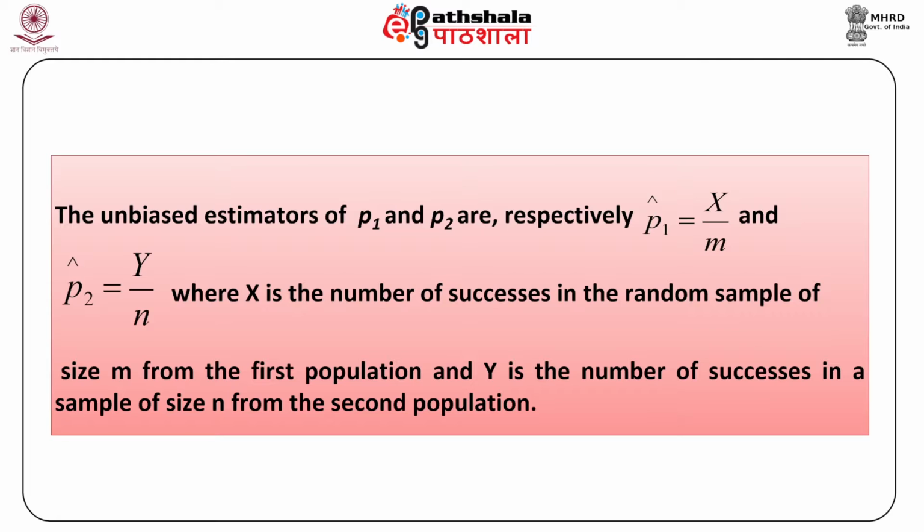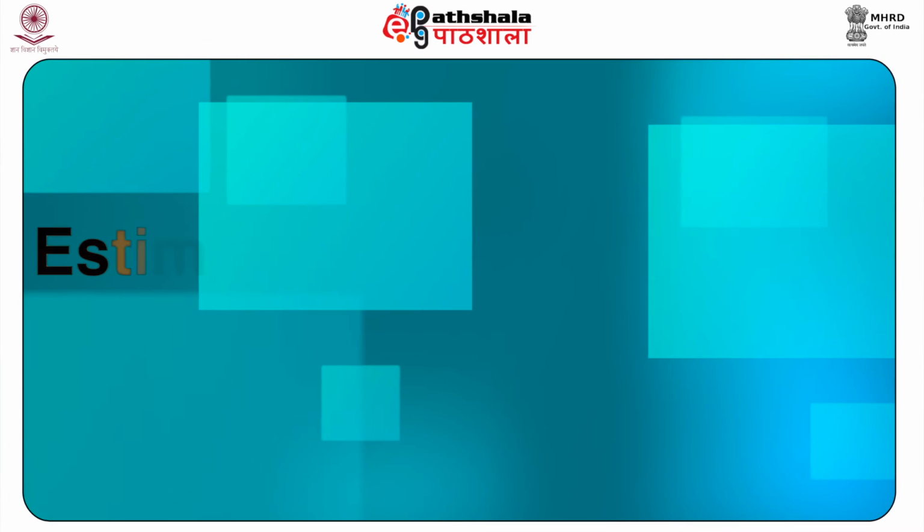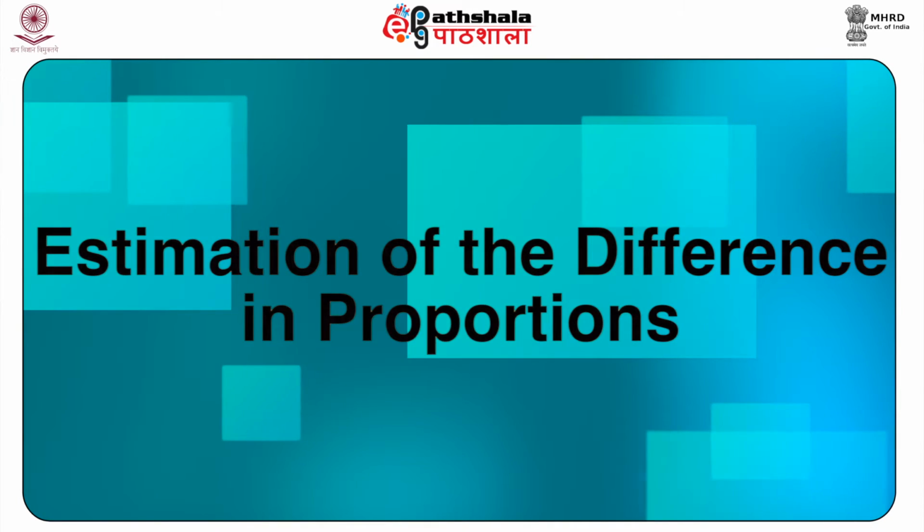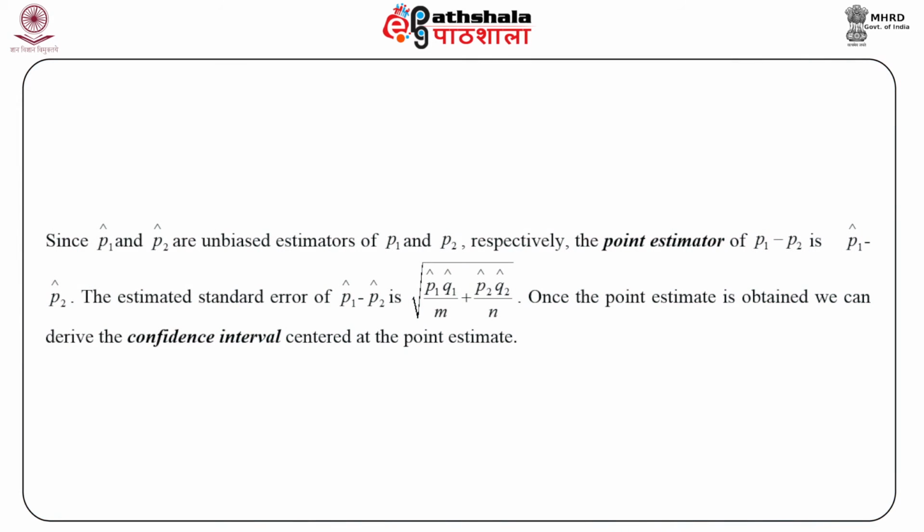I am sure you would recollect, we know that P plus Q is equal to 1, where P is the probability of success and Q is the probability of failure. Let us now find out the estimation of the difference in proportions. Since P1 hat and P2 hat are unbiased estimators of P1 and P2 respectively, the point estimator of P1 minus P2 is P1 hat minus P2 hat. The estimated standard error of P1 hat minus P2 hat is denoted as under root of P1 hat Q1 hat divided by m plus P2 hat Q2 hat divided by n.